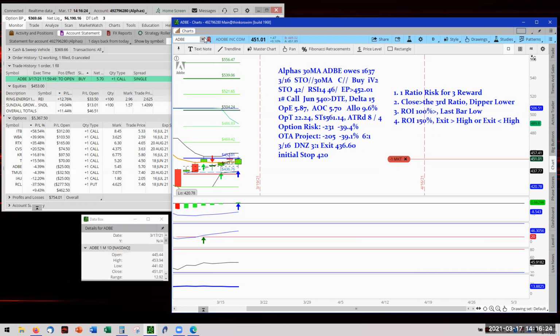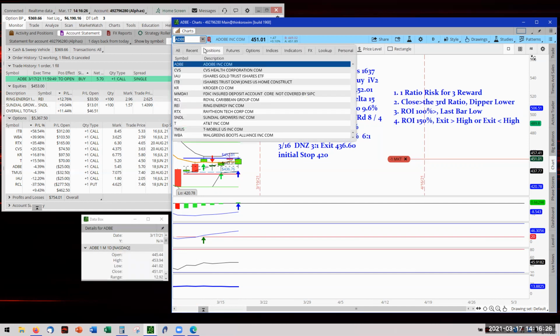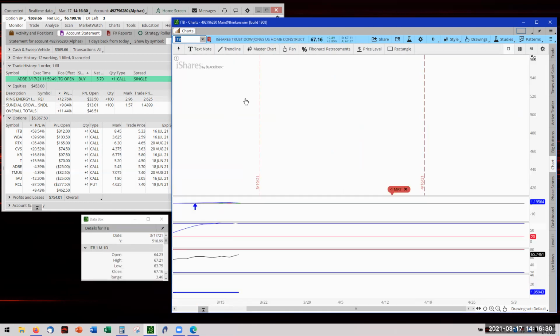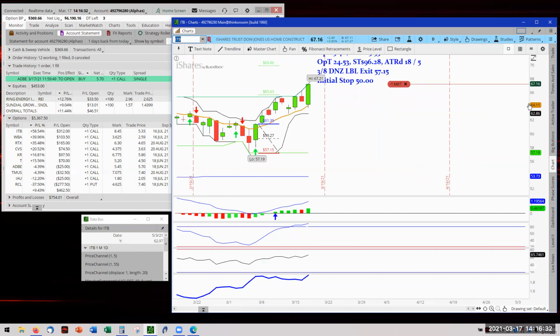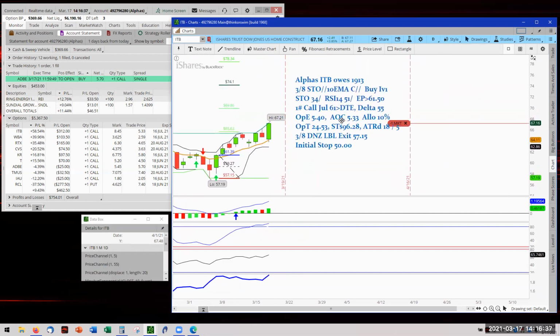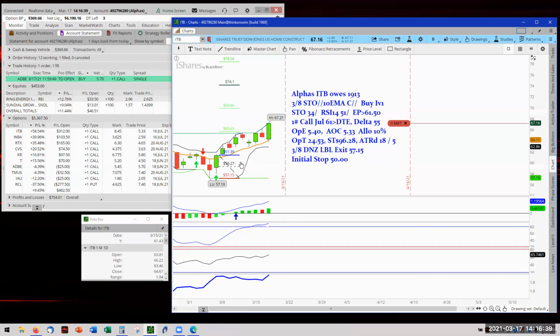All right, let's go to the leader of today. And the leader today was ITB. Where are we? Here we are. So at ITB, we're here. Look, this is exactly what we're looking for. A nice steady climb. The third ratio is here at 74. Our stop is down here, and we're just waiting for it to happen.